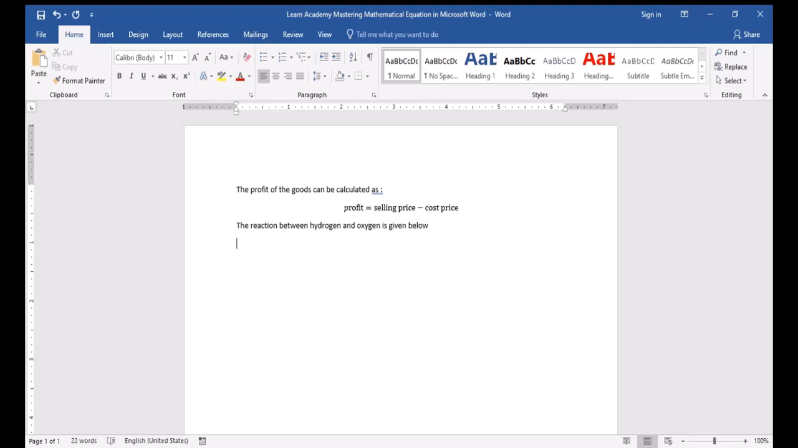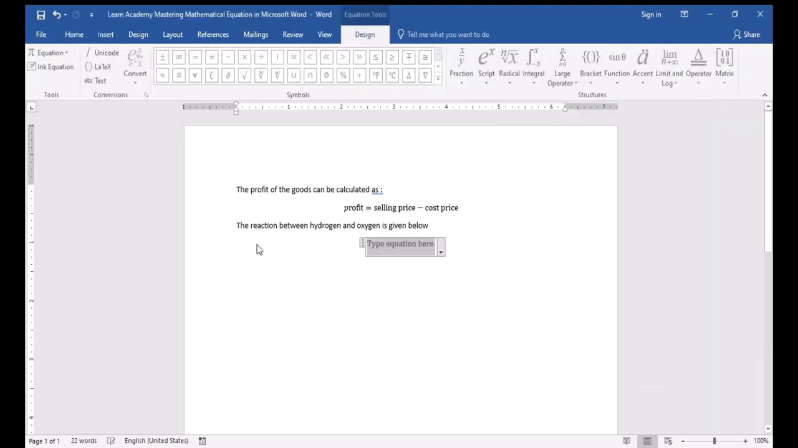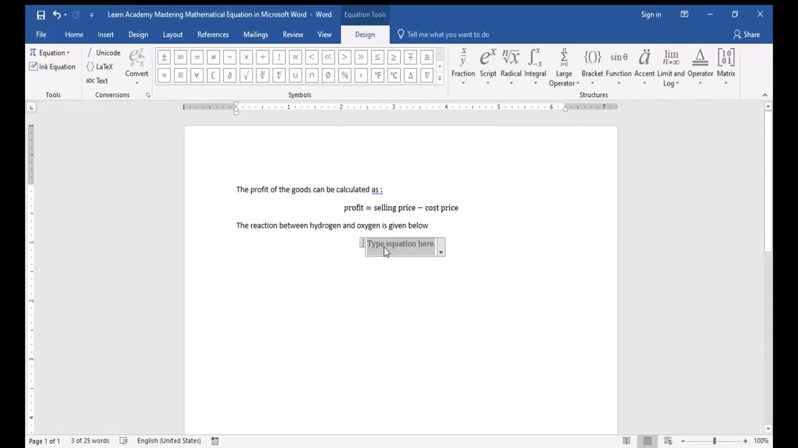Of course, as a science student, if you don't understand this equation, don't worry, it's okay. So I'm going to press my keyboard shortcut Alt N, E, I, and it brings up the equation automatically. The first element we have there is hydrogen.